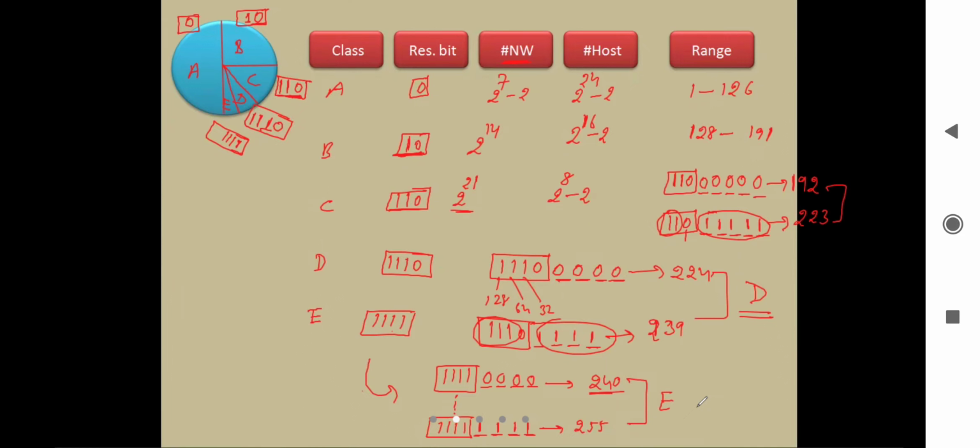Okay, so you can take a screenshot and now confirm, is it clear or not?